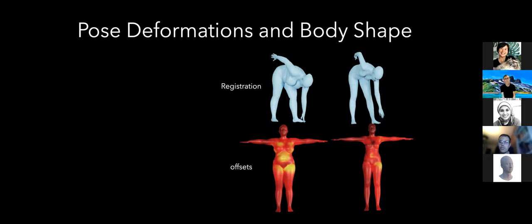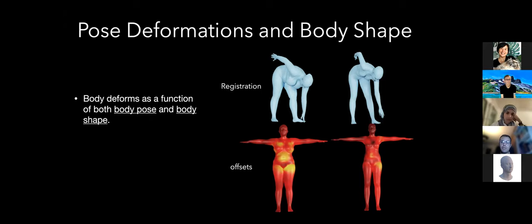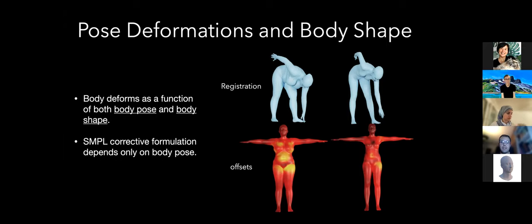A registration, if you can think about it, as Michael talked about earlier, is a raw type of data. Here it's of two female subjects kneeling down. And you see that on the higher BMI female subject, we're seeing a lot more deformations on the thigh, the tummy, and the chest area compared to the lower BMI subject. But SMPL only uses the pose information as the input. And this is the first limitation.